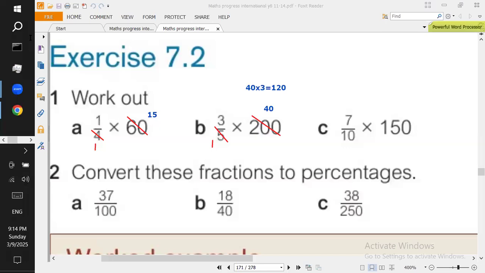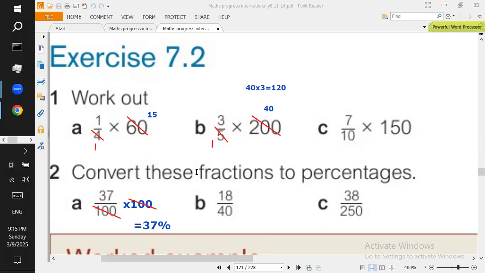Now, question 2 here, convert these fractions to percentages. As we said, to convert any fraction to percentage, you just multiply it by 100. So here, I'm going to multiply this by 100 and then use the simplifying method. Yeah, I can do it with a calculator, of course. So here, 100 will be divided by this. So the end result will be 37. Okay, so 100 is simplified with 100, and the final answer is 37%.